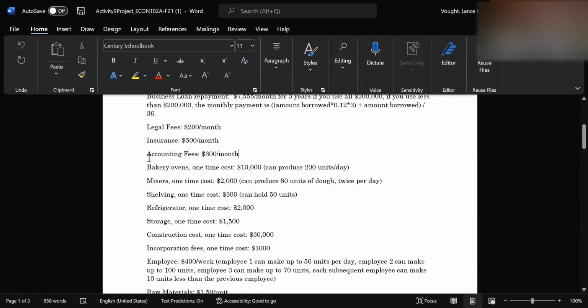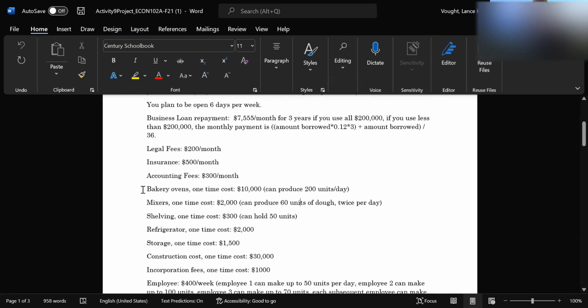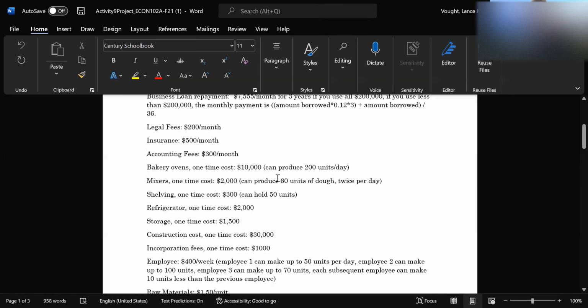One thing that's important to remember, that a few students were making the mistake of: if you're using the loan to cover those startup costs, such as the oven, the mixers, the shelving, the refrigerators, and all that in the construction, that's part of the business loan. So you don't need to count it twice.